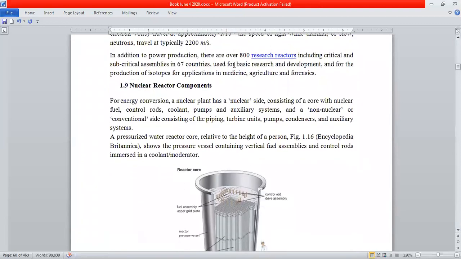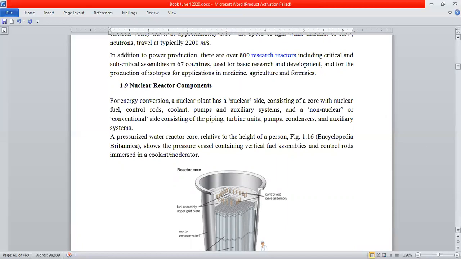And apart from power reactors, as I said, there are over 440 power reactors. There are also over 800 small research reactors, including critical and subcritical assemblies. They're spread over 67 countries, and they're used for basic scientific research, for development, for the production of isotopes, as nuclear engineering has a very diverse area of applications in medicine, agriculture, forensics, and so on.